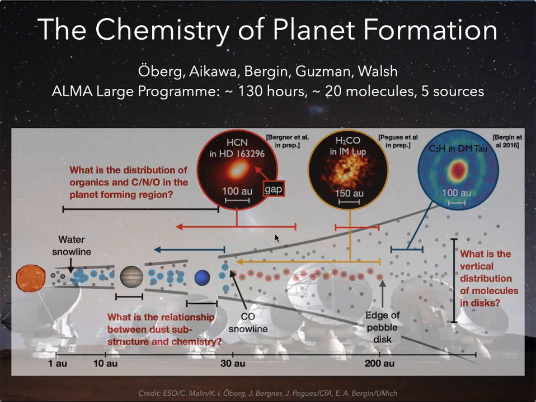But for the purposes of this talk, I'm just going to focus on one key question that we had: what's the distribution of organics in the planet forming region? In particular, I'm going to focus on those large organics, molecules that have 2 or 3 carbons that bridge that gap, if you like, between the very simple molecules that we have in the diffuse interstellar medium and those much more complex molecules that Jamie was talking about that we see in meteorites.